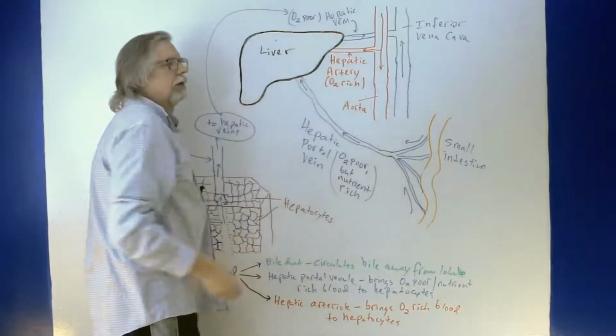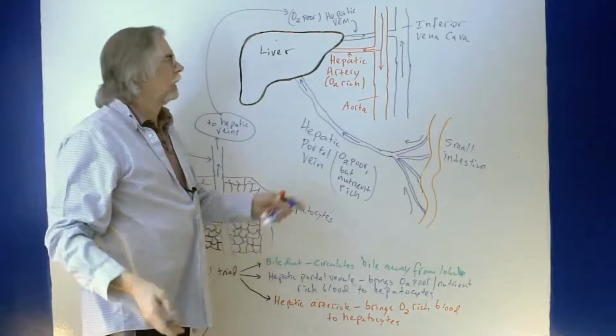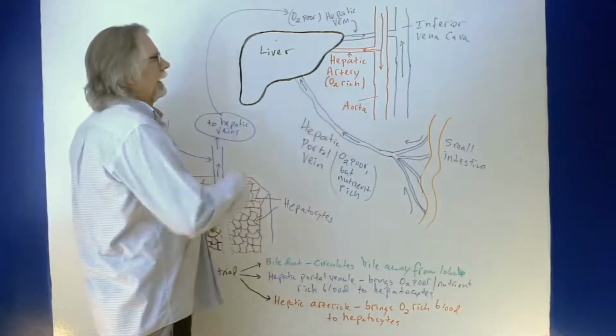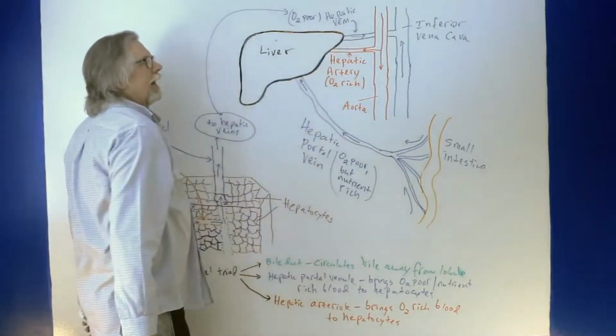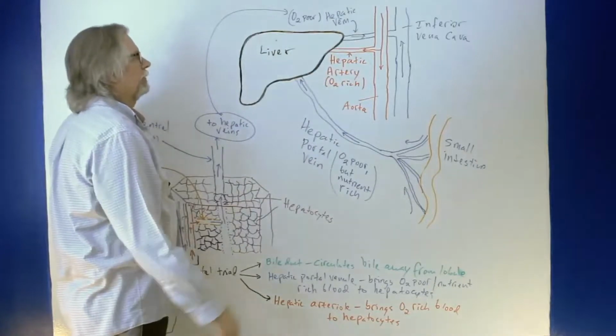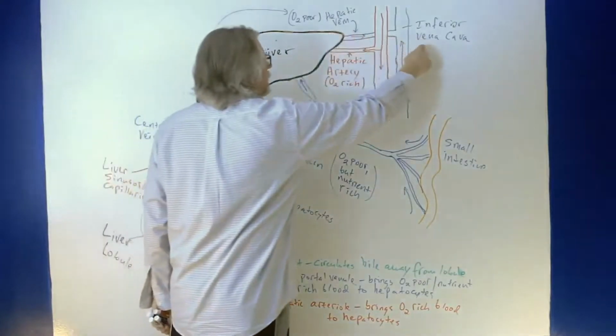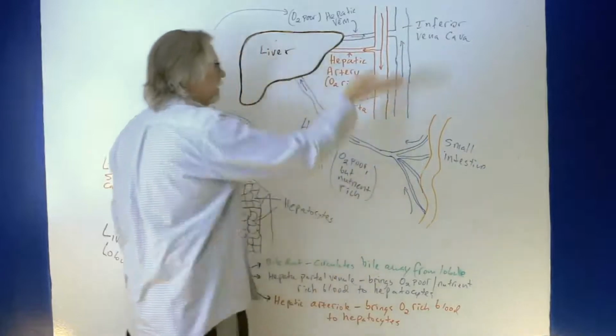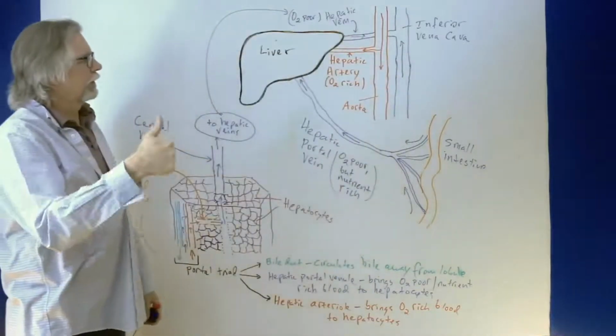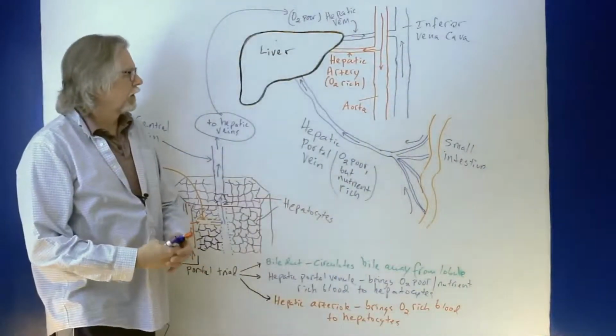So the cells in the liver, the hepatocytes, get oxygen from the hepatic artery, and they circulate away oxygen-poor blood through the hepatic vein. The hepatic vein is going to connect to the inferior vena cava, bring blood back to the heart. So far, so good. That's typical. Here's where it's atypical.